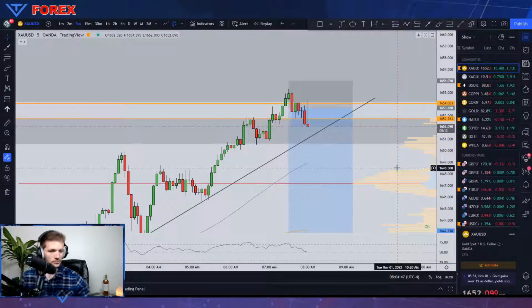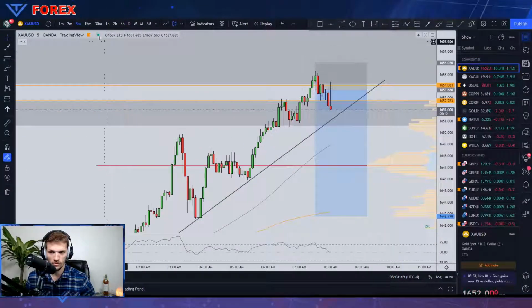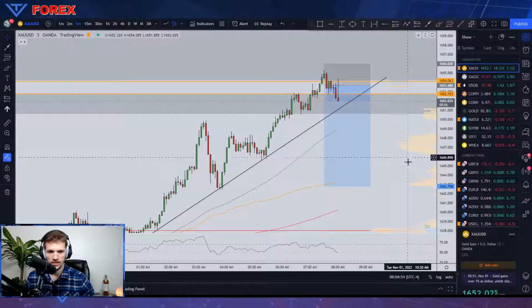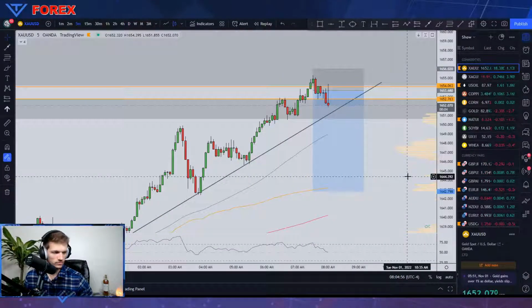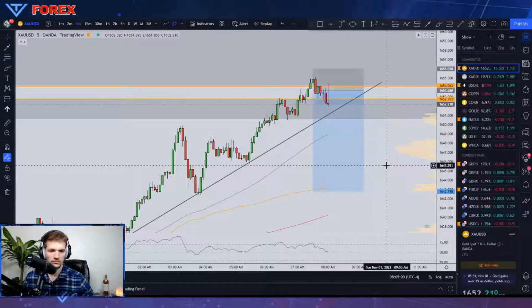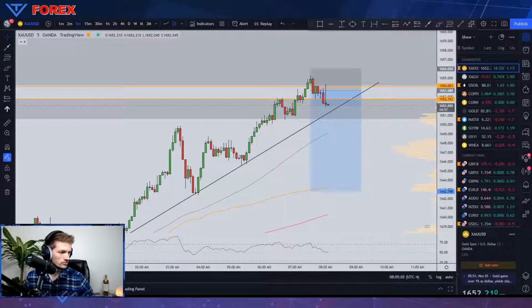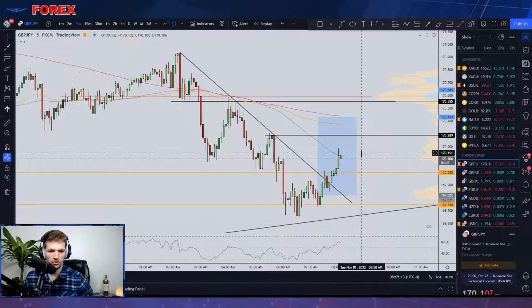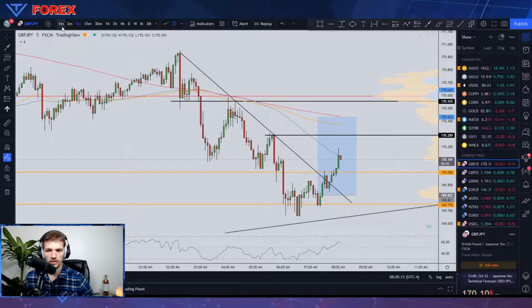Gold. Nice rejection here. Starting to roll over. 8 o'clock volume coming in really nice. Very nice action here on gold. Pound yen, nice 5-minute strong closure here. Really nice.